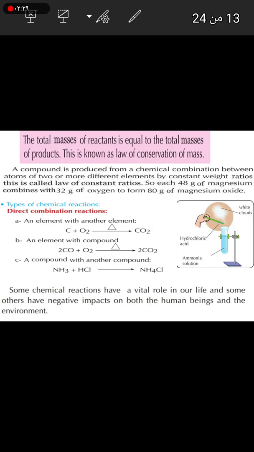So you must know that the mass of reactants must be equal to the total mass of products, and this is known as what? The law of conservation of mass. So the chemical equation must be balanced. Give the reason why? Because the total mass of reactants must be equal to the total mass of products.